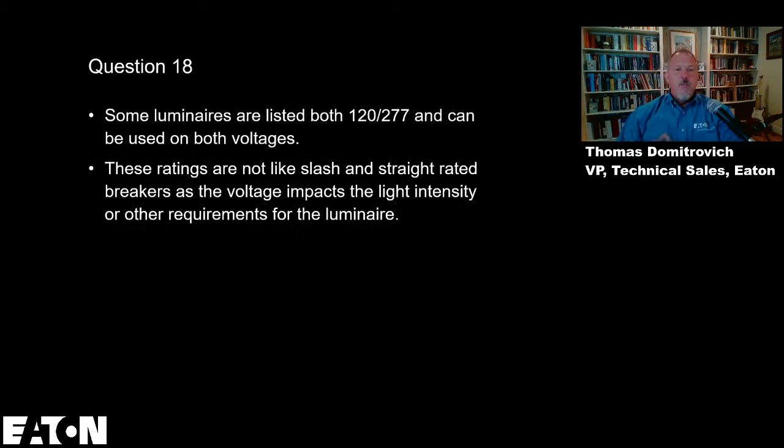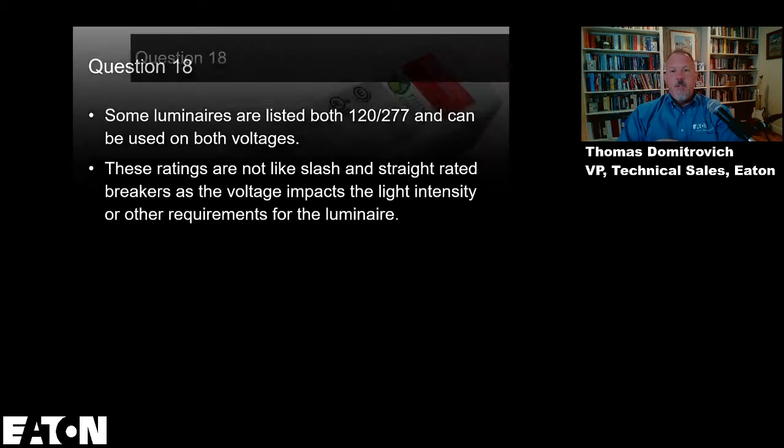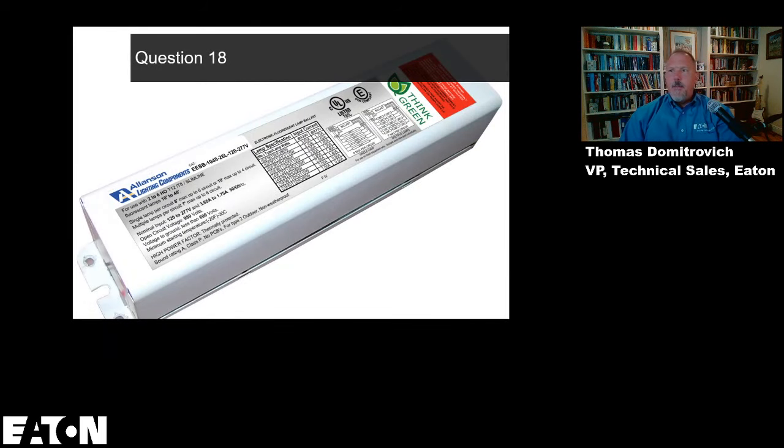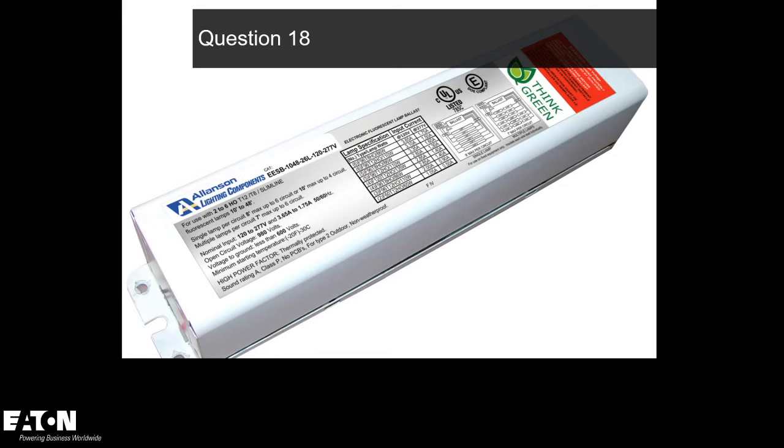And then some luminaires are listed for both 120 and 277, and those can be used at both voltage levels. They're not like slash-rated breakers, which have a voltage rating from a breaker perspective, and again voltage impacts the light intensity or other requirements of the luminaire. So this is a fluorescent lamp ballast that's listed for both 120 and 277. You can see that right over here.